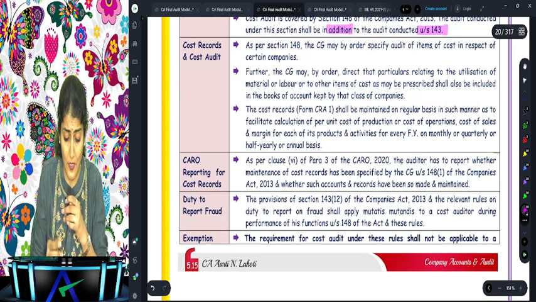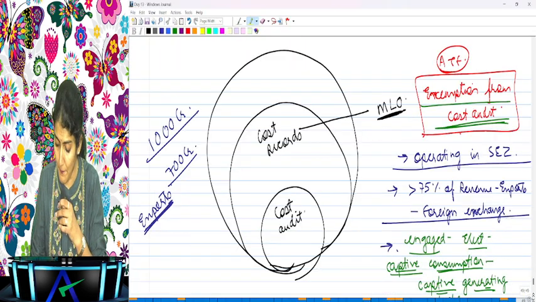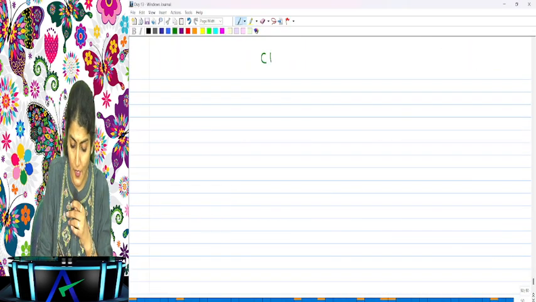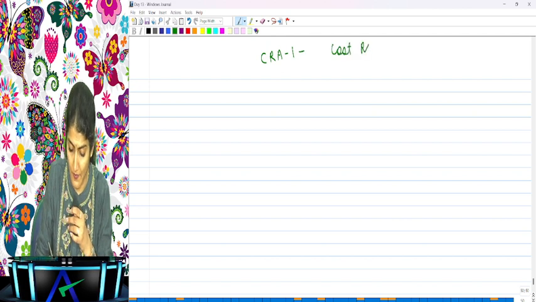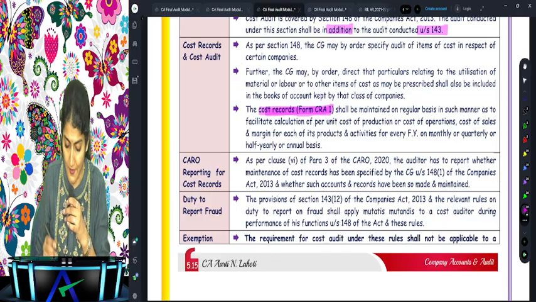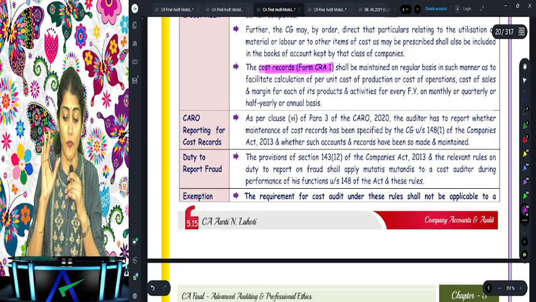Then the central government will prescribe which cost records are to be maintained, and which companies have to maintain the cost records. So CRA1 is regarding the cost records. Are you all with me? Like we had ADT1, here we have CRA1, which is regarding the maintenance of the cost records.